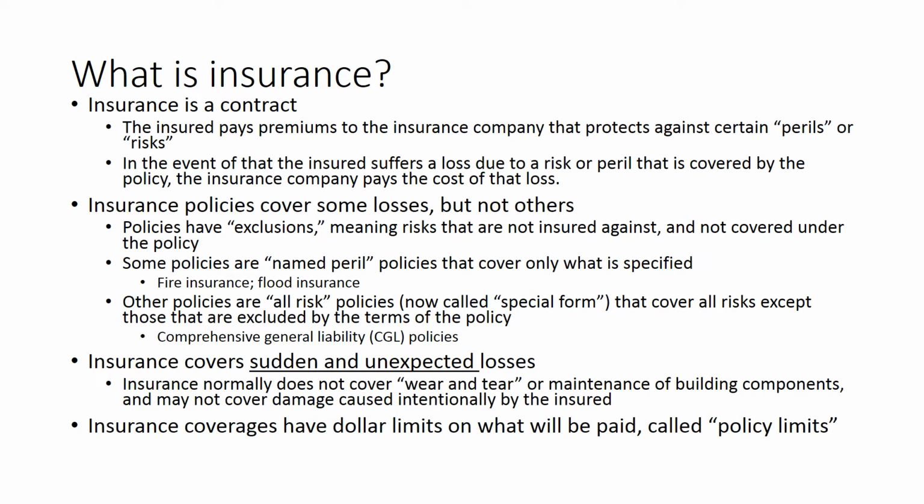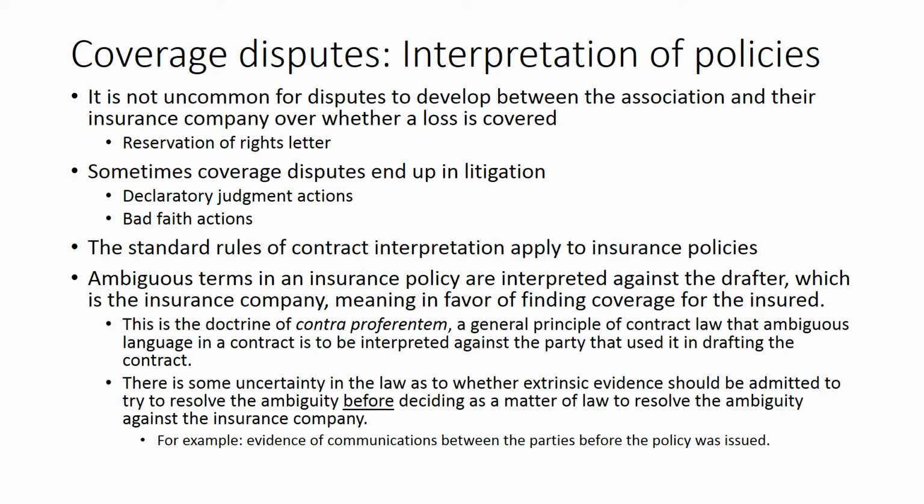The other thing to understand is that insurance coverage always has dollar limits. Everybody knows this. You've looked at your auto policy, etc. You understand that different coverages have different dollar limits. We refer to those as policy limits. And they also come with deductibles. The deductible is the amount that the association would pay out of its own pocket for any claim. And if the claim comes in under the deductible, less than the deductible, then the association pays for the whole thing.